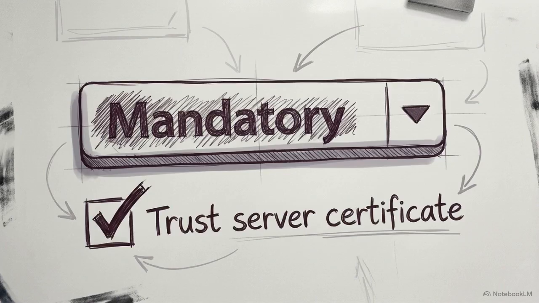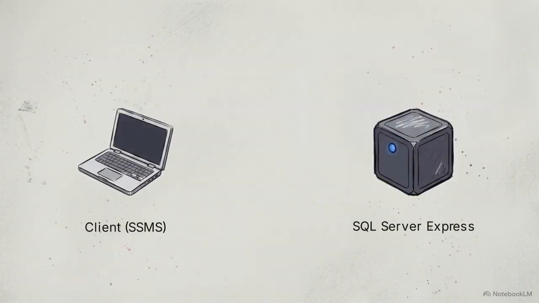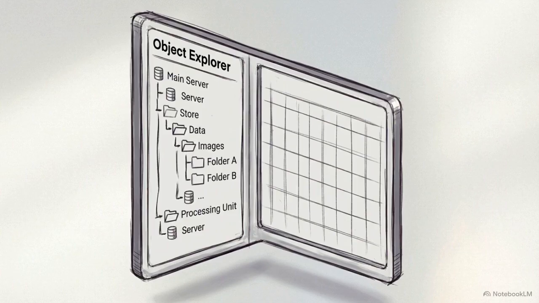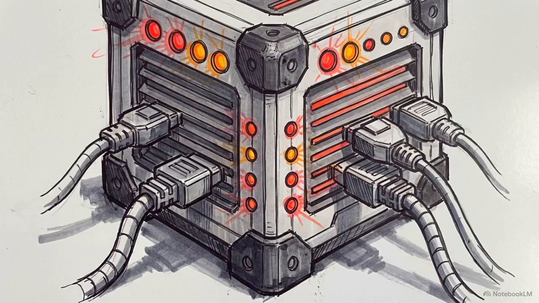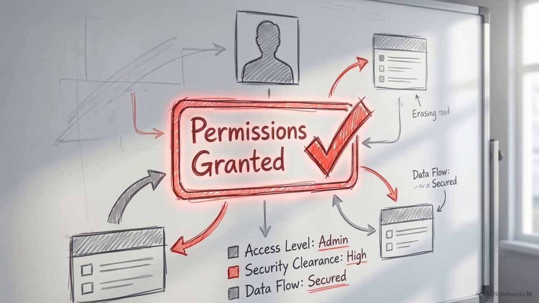Before clicking Connect, ensure the encryption is set to mandatory and check the box for Trust Server Certificate. This overrides the default blocks on local connections. Click Connect. If the Object Explorer hierarchy populates on the left side of your screen, your local server is live and reachable. Navigating these naming and certificate protocols provides you with full administrative access to your local data environment.